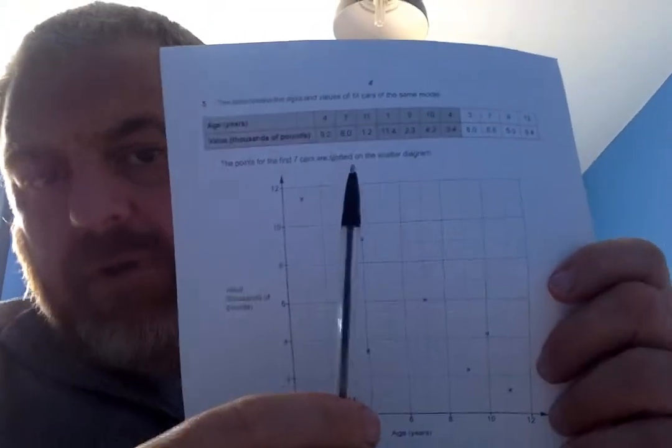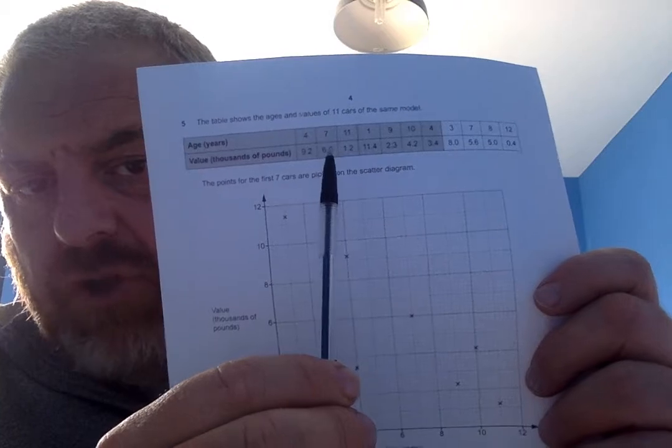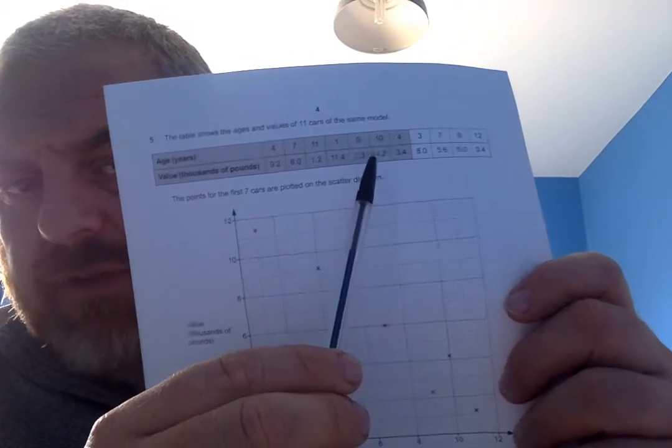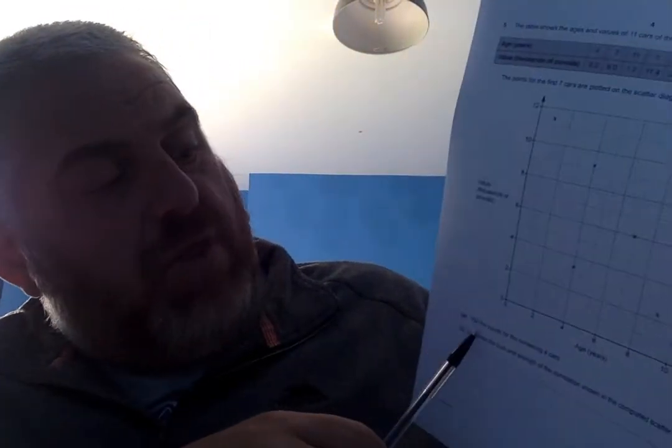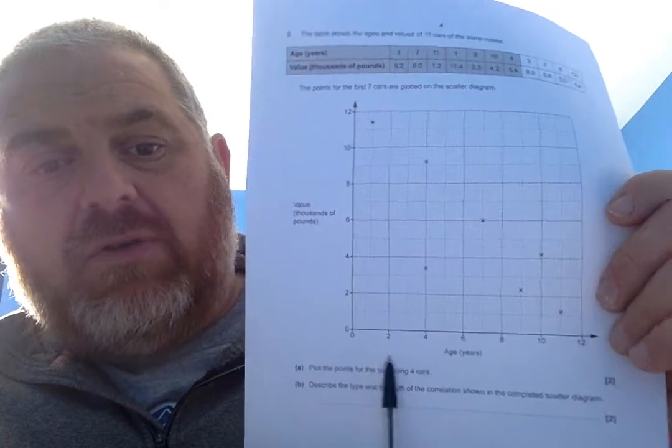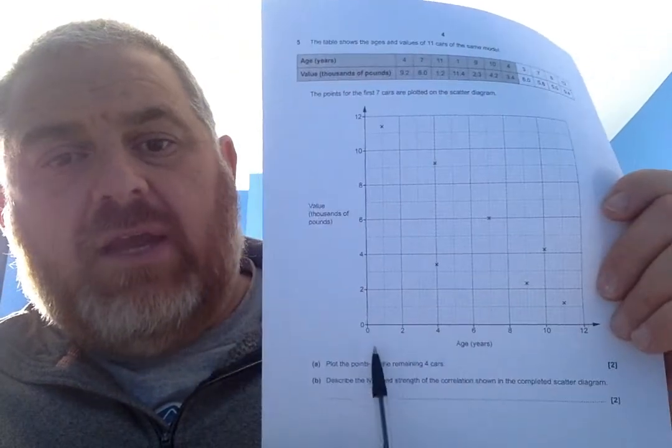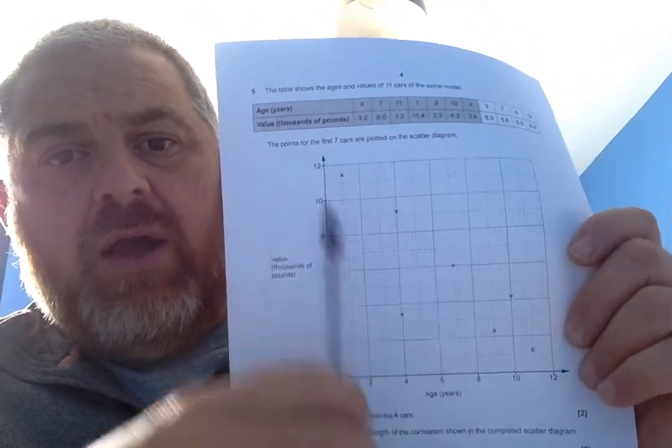Now it's actually coloured them in here. So look, 1, 2, 3, 4, 5, 6, 7. If you check, there's 7 data points on the diagram. First thing, plot the points for the 4 remaining cars. So just be aware, age is on the x-axis and values on the y. So across is x and up and down is y.